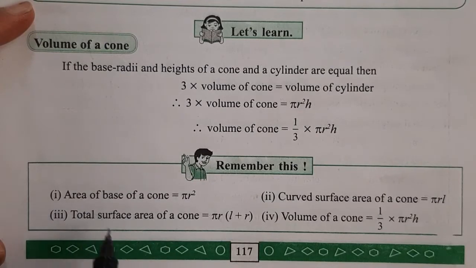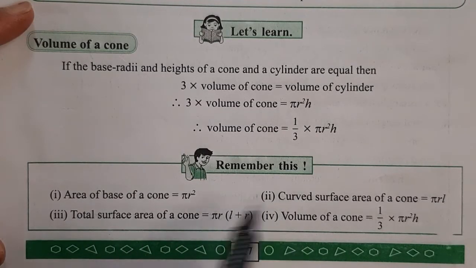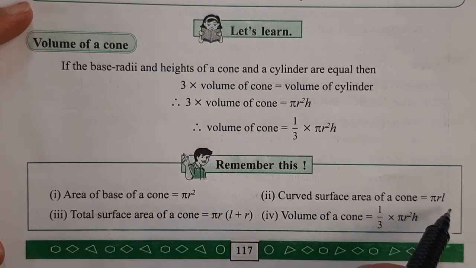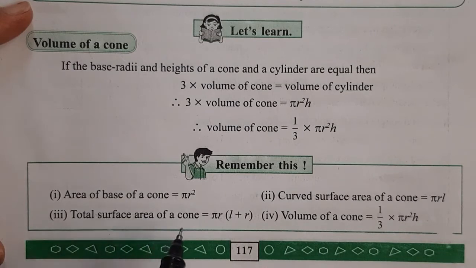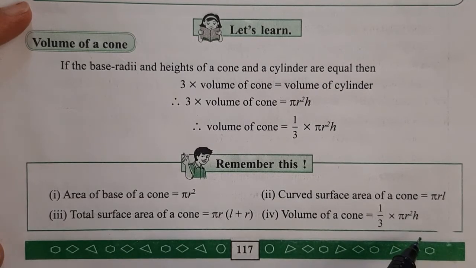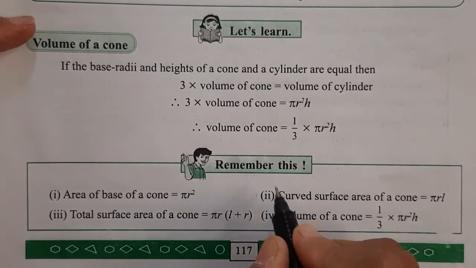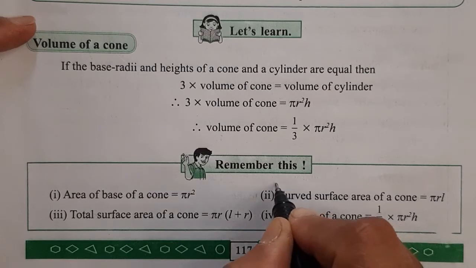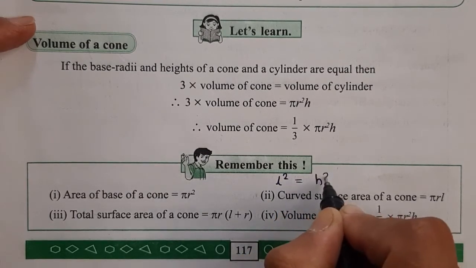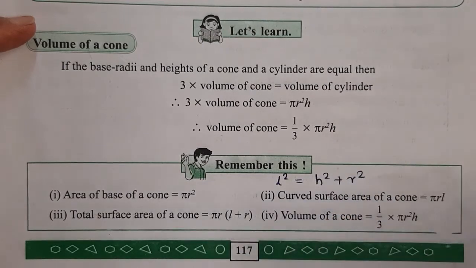Altogether all these formulas are given here. So remember this. Area of base of cone is pi r square. Curved surface area of cone is pi r L. Total surface area of cone is pi r in bracket L plus R. Volume of cone is 1 upon 3 pi r square H. And one more we can write here, slant height: L square equals H square plus R square.